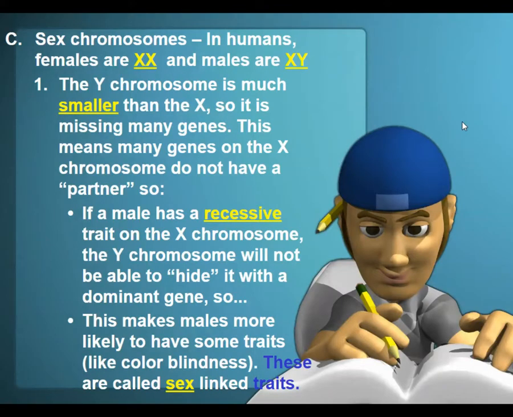Females have XX and males are XY. The Y chromosome is much smaller than the X, so it's missing many genes. This means that many genes on the X chromosome do not have a partner. So if a male has a recessive trait on the X chromosome, the Y chromosome will not be able to hide it with a dominant gene. This makes males more likely to have some traits like color blindness, and these are called sex-linked traits.